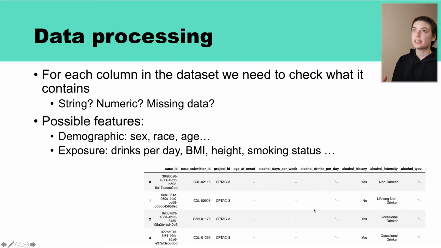So for data processing, which is the first part to being able to perform any sort of analyses, we want to look at each column in the data set. First we need to check, does it contain strings? Is it numeric? Are we missing data? When we look at each column, we can then look at the possible features that we can use for our later algorithms. So we could take demographic information, as I mentioned before, or exposure.